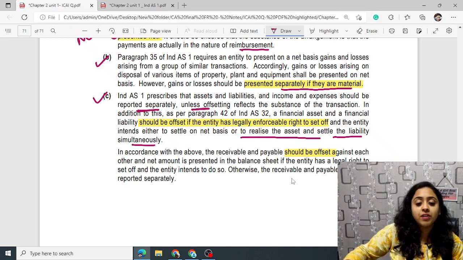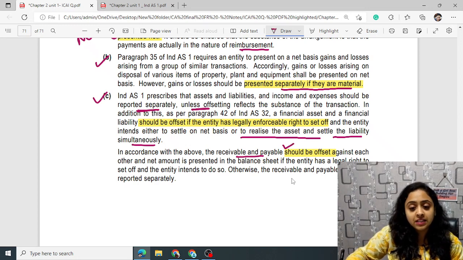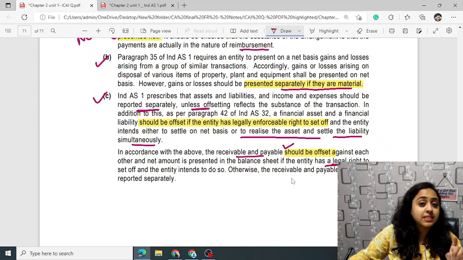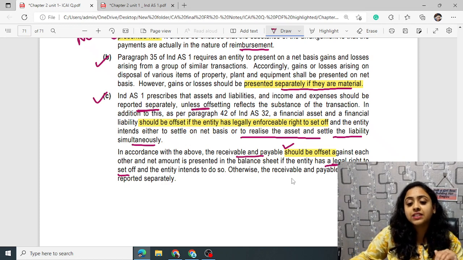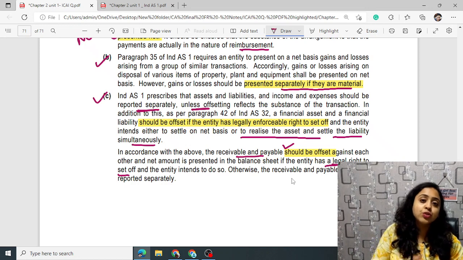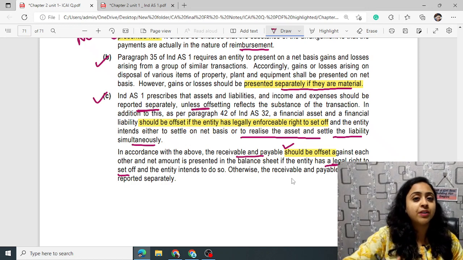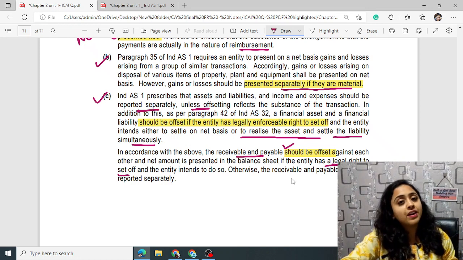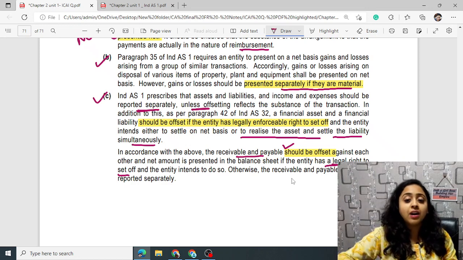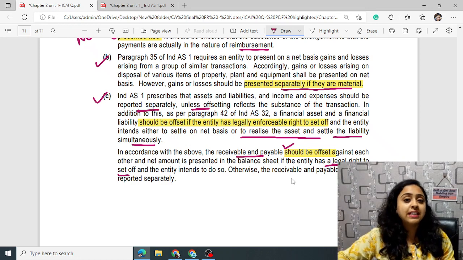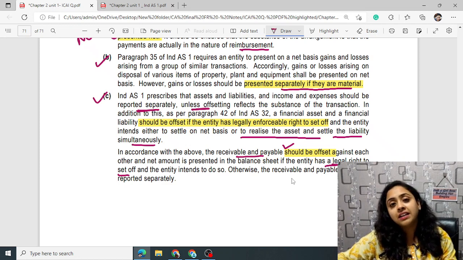In accordance with the above, the receivable and payable should be offset against each other and the net amount presented in the balance sheet if the entity has a legally enforceable right to set off and the entity intends to do so. Otherwise, the receivable and payable should be shown separately. So you have to see whether there is a legally enforceable right to set off, then only set off, otherwise show it separately. Talking about the two assets, you have to see that gain and loss on different assets should not be set off. Instead, it should be presented separately.